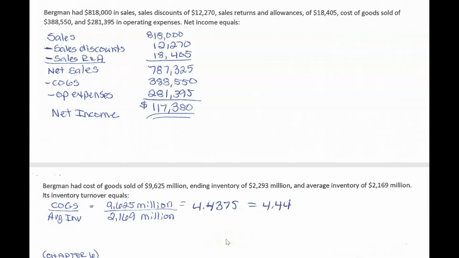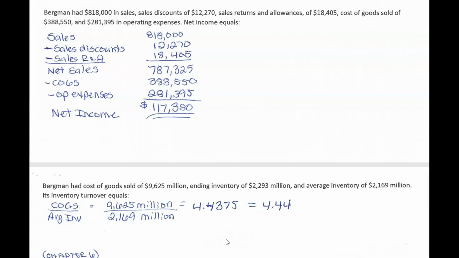Okay, the last question in Chapter 5 is to calculate the inventory turnover. We're given the cost of goods sold, the ending inventory, and the average inventory. You need to remember that the formula for the inventory turnover ratio is cost of goods sold divided by average inventory, not just ending inventory. They want you to take the average of the inventory, which means you take what you start the month off with, add what you ended the month off with, and divide by 2 to get the average. So do not use the ending inventory, use the average inventory.